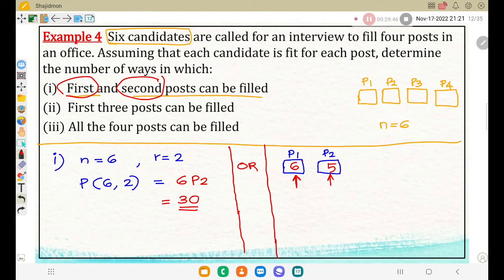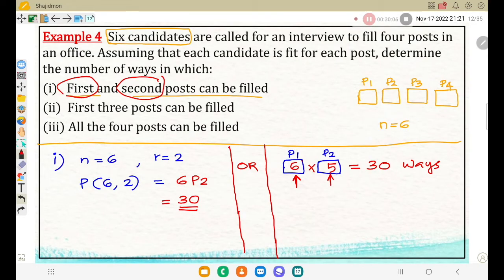Totally 6 people, 1 person appointed in the first job. So that person should not be in the second job. So 5 persons. So totally how many ways can we do? By the multiplication rule, 6 multiply 5 is equal to 30 ways. Correct? 30 ways we can arrange for the posts to be filled.